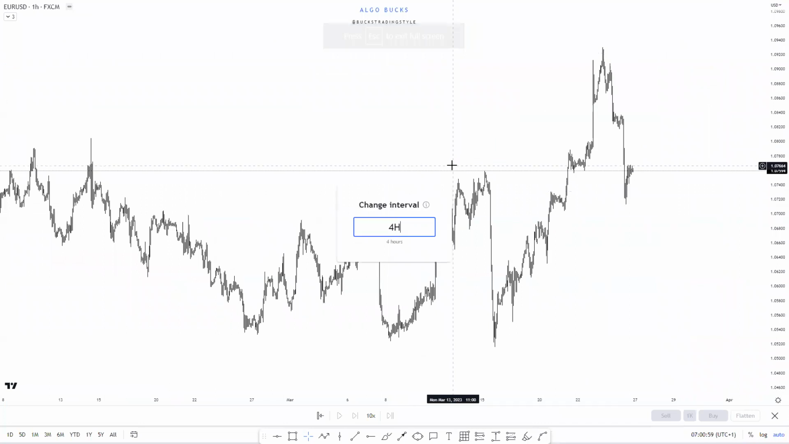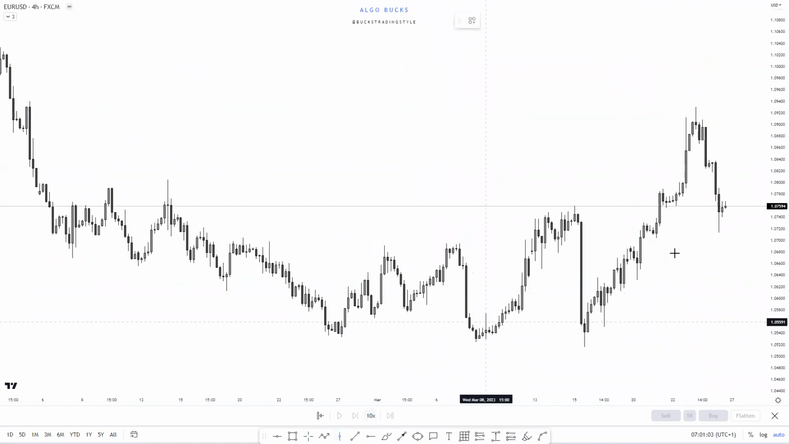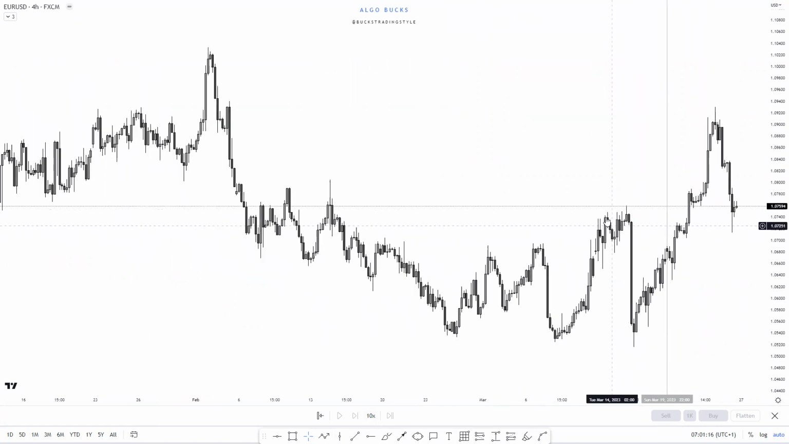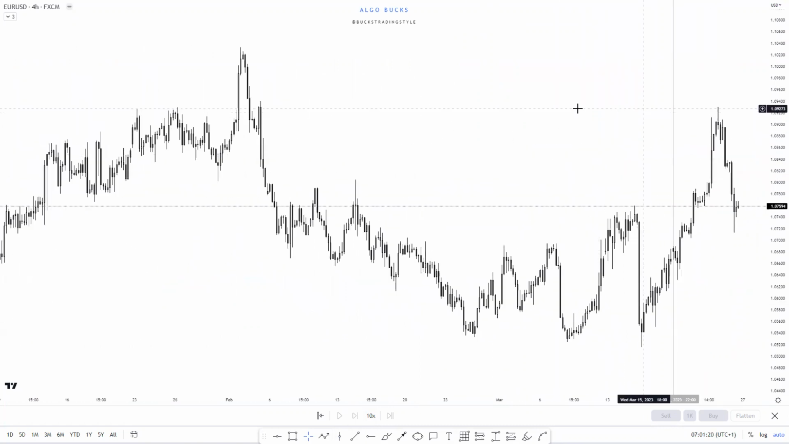Okay, so it's this week, Monday, right? The 20th. Okay, yeah, this week started here, this vertical line. So normally I do start from the 4 hours time frame, right?